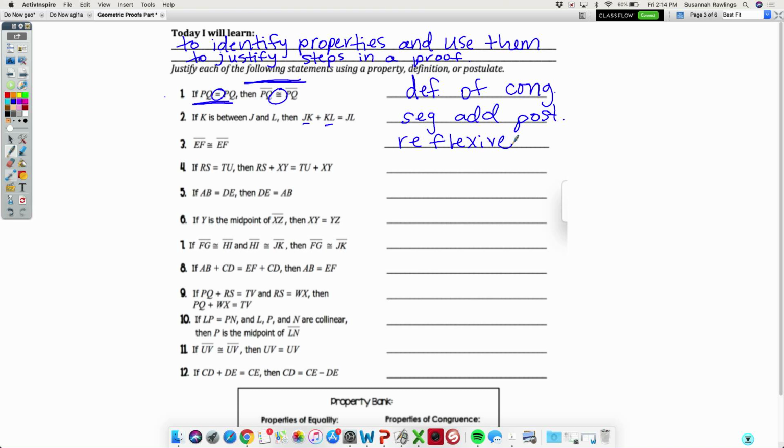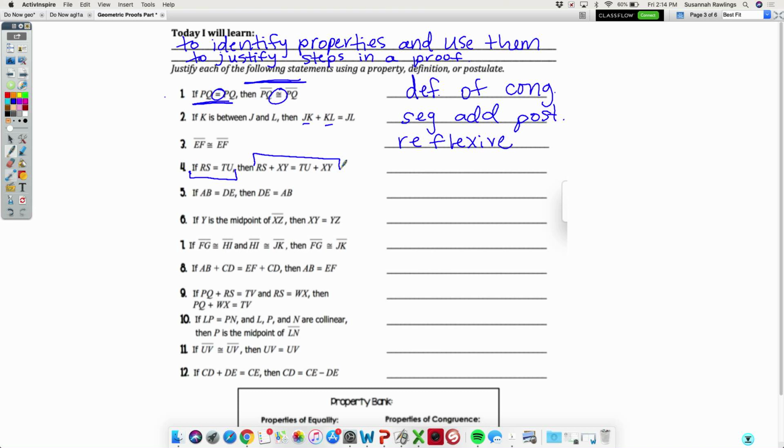Number 4 is the last one I'm going to do with you before I let you guys try some on your own. So we have to look at the if part to the then part. Looking at if, I just have RS equals TU. Now looking at the then part, what changed? Take a second and look at that. What changed from my if to my then? The plus. It got more letters.